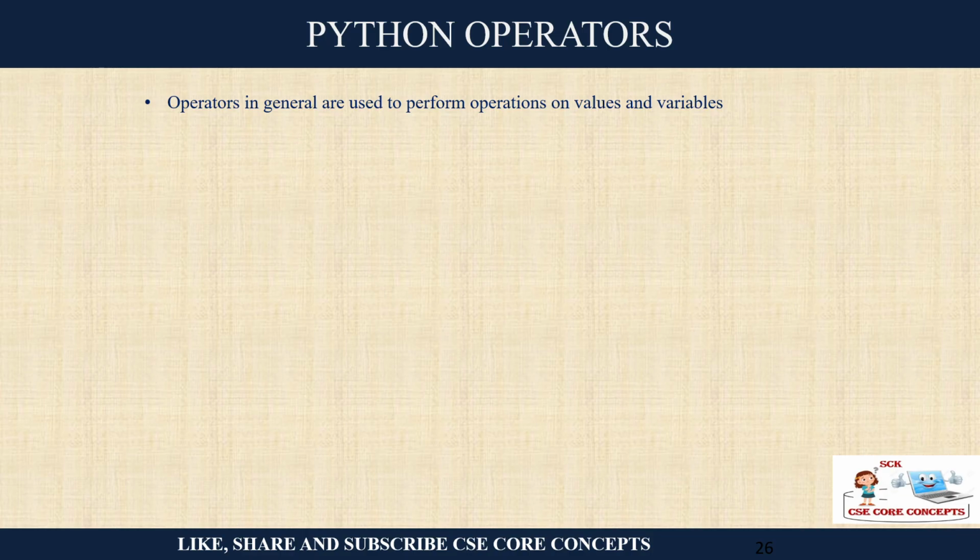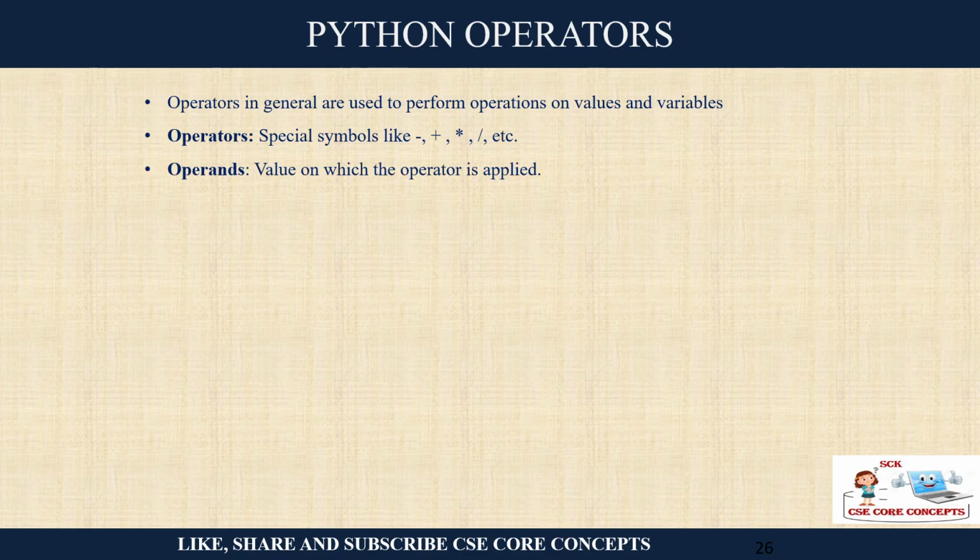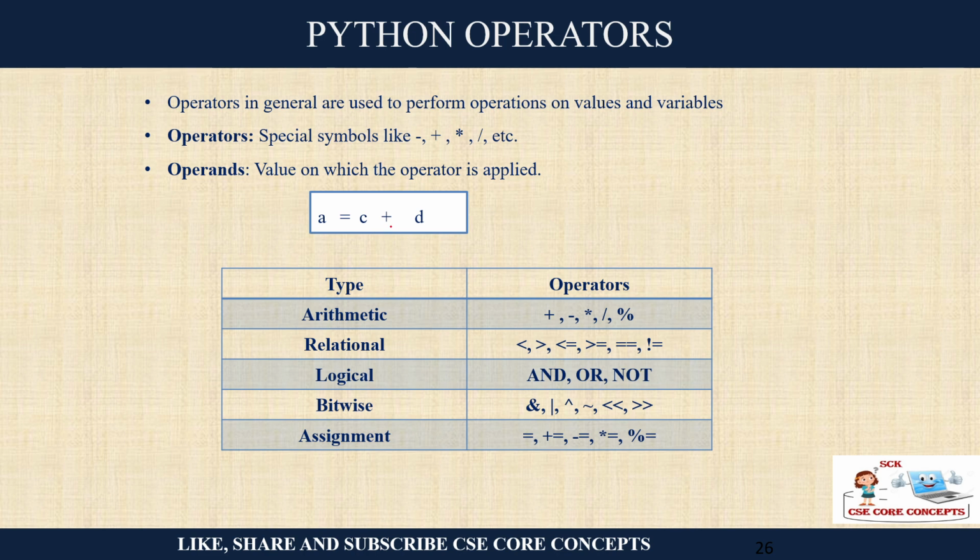So what is an operator? Generally, if you want to perform any operation, you use an operator, and the operations are performed on values or variables, which are called operands. The operators are nothing but special symbols like minus, plus, multiplication, division, etc. So this is an example of an operation where C and D are your operands, and plus, addition, is your operator.